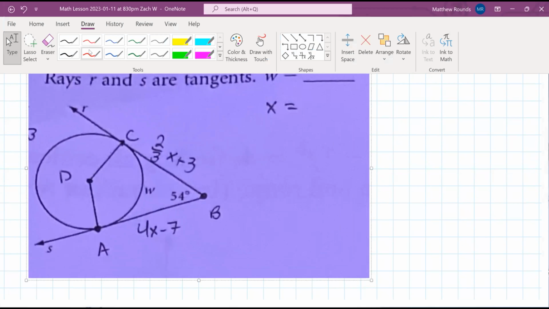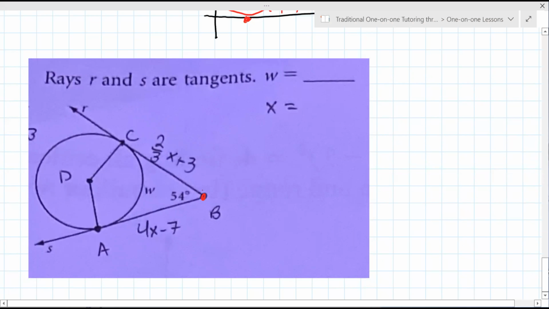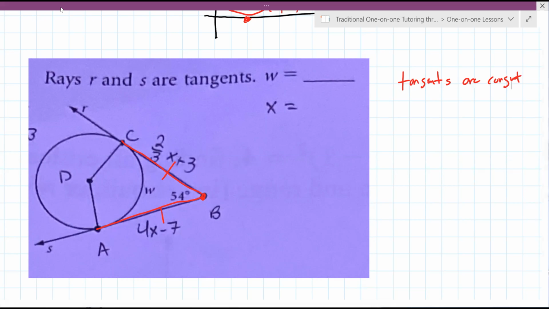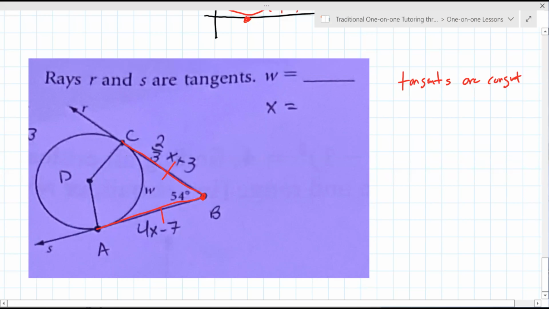The key here, we talked about this last night, is that there's a point outside the circle and there are two tangents, and the tangents are congruent. If you're taking notes, you would maybe want to get that down. Tangents are congruent. That's where the line meets the circle, but only in one place. It's not really the best analogy, but it just touches.